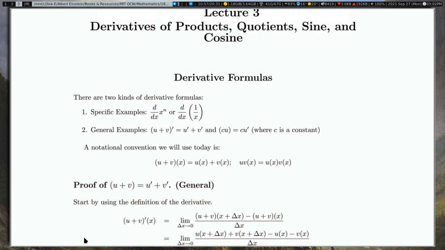so we're going to see some important rules about derivatives. How you can apply the derivative as an operator to functions when you're taking the product of the function or quotients, and some trigonometric stuff.